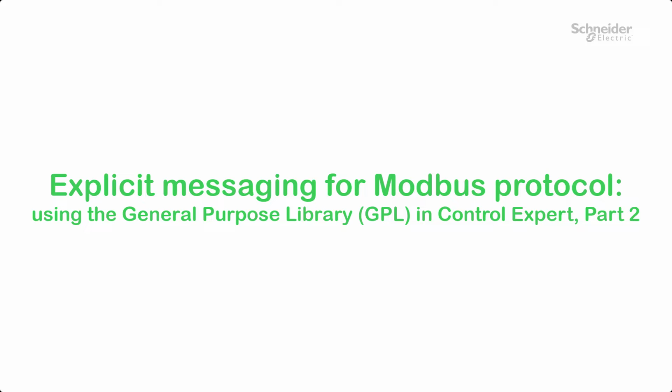Welcome to this demonstration of EcoStruxure Control Expert solutions to implement explicit messaging for Modbus protocol using the General Purpose Library, or for short, GPL. This is the second part in a series of two videos where we show examples on how to configure the GPL function blocks in the MC80 PLC for both Ethernet and serial communication.